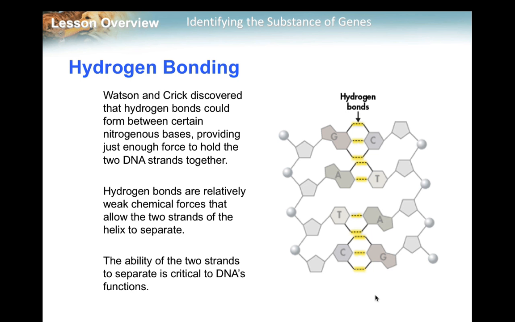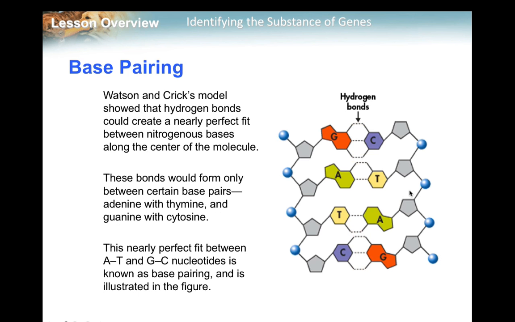So Watson and Crick, after taking the information from Rosalind Franklin's X-rays, discovered that hydrogen bonds formed between them and provided just enough force to hold the strands together. They're weak enough, like I said, that they could be split apart, but they're strong enough to hold together for what is needed. Notice that guanine and cytosine have 3 hydrogen bonds, while adenine and thymine have 2. So with their model, it fit perfectly, and it showed the double helix model.